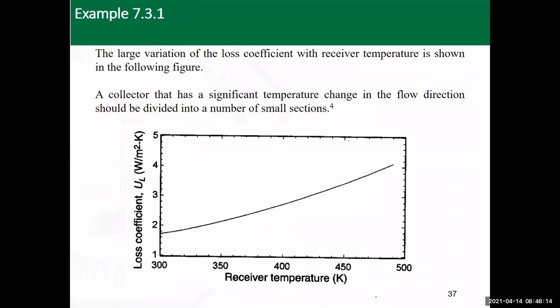This figure is showing the dependence. As you change your assumption, the value of Q loss can change significantly. Going from a receiver temperature of 300 to 350, the overall loss coefficient is changing from something like 0.75 to maybe 2.1. So there is a significant change here, and it becomes more sensitive to variations in temperatures.